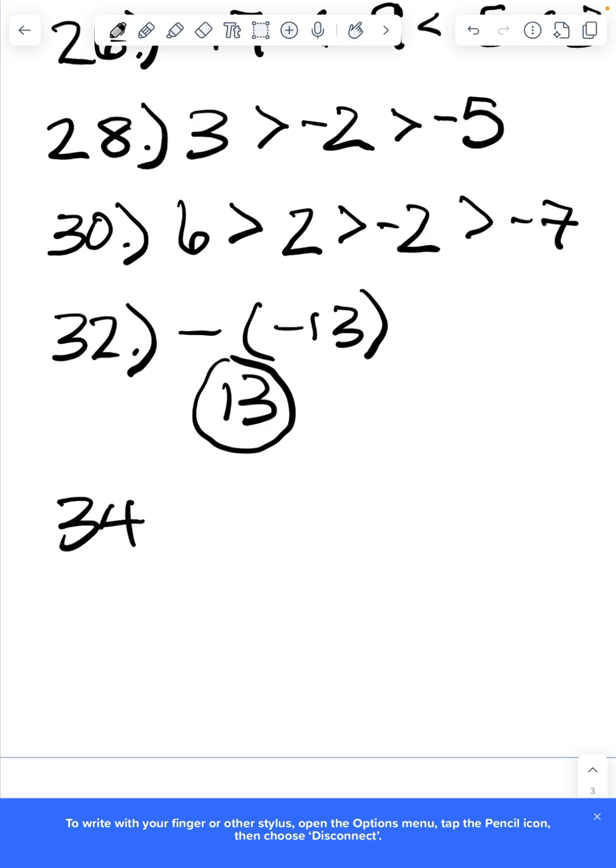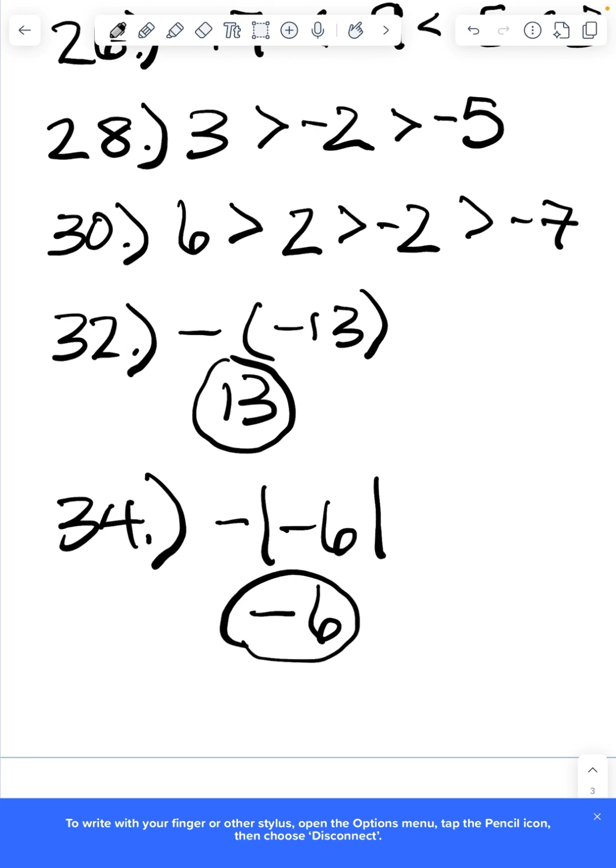Number 34, the opposite of the absolute value of -6. So I need to take a look at the absolute value part first. The absolute value of -6 is 6. So that's what this part is saying. However, I still have that opposite in front. So this time my answer is -6.